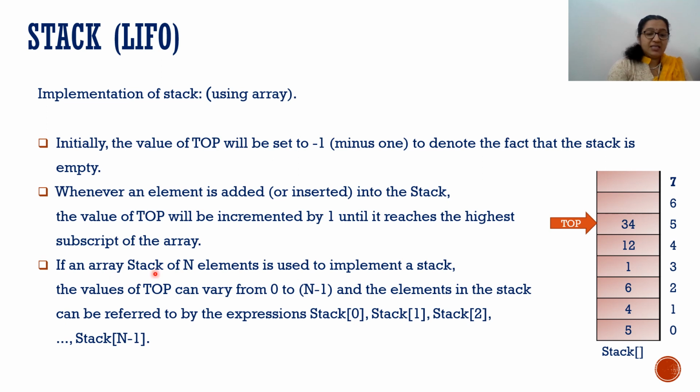Now the third point. If an array stack of n elements is used to implement a stack, the value of top can vary from 0 to n minus 1. N is the number of elements here, and I put the example as 8. So 0 to 8 minus 1, that means 7. So if an array stack of n elements is used to implement a stack, the value of top can vary from 0 to n minus 1.